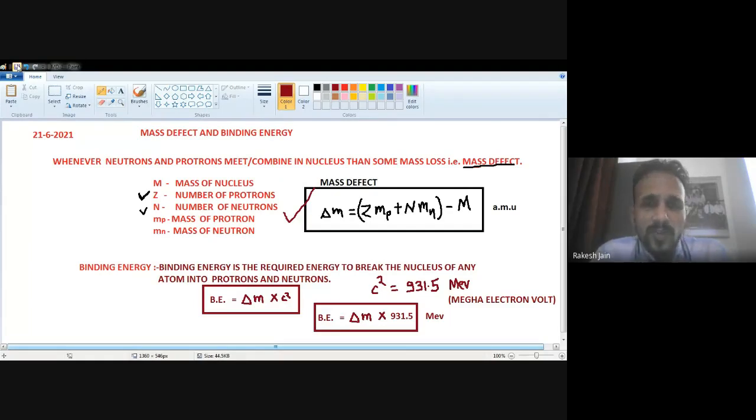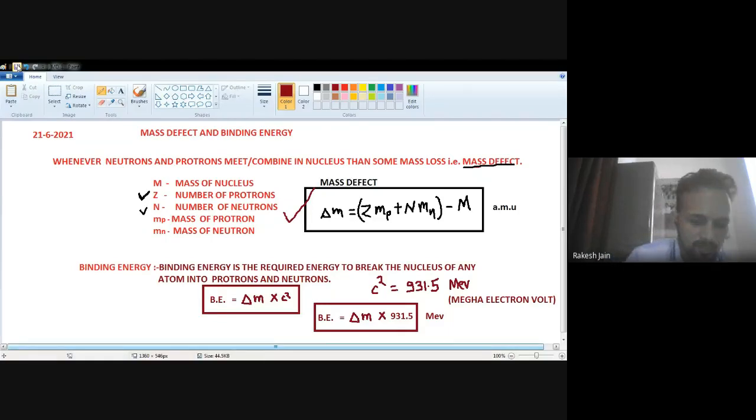This mass defect when multiplied by C square, that is 931.5 mega electron volt, is termed the binding energy. So the standard formula for the binding energy is 931.5 multiplied by del M, where del M is your mass defect in atomic mass units. The overall unit for the binding energy is mega electron volt. In terms of the definition, binding energy is the energy required to split or break the nucleus of any atom into protons and neutrons. So that is known as binding energy.